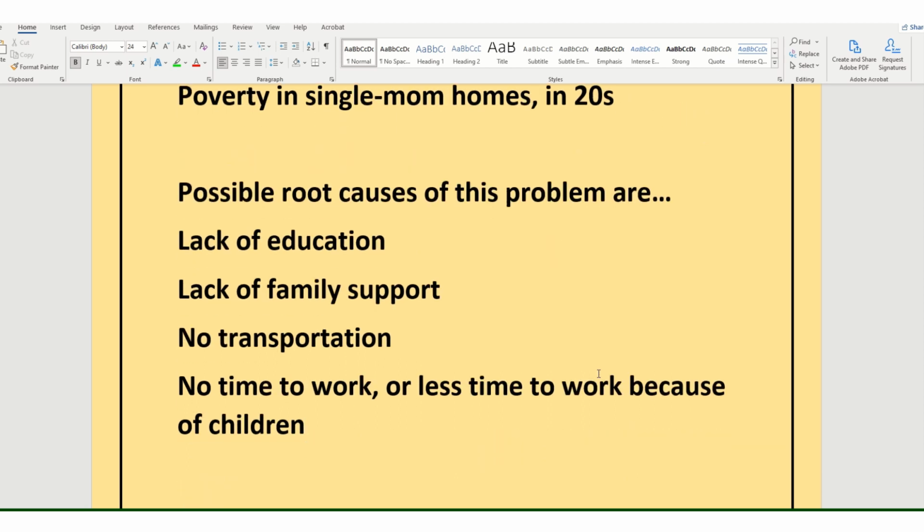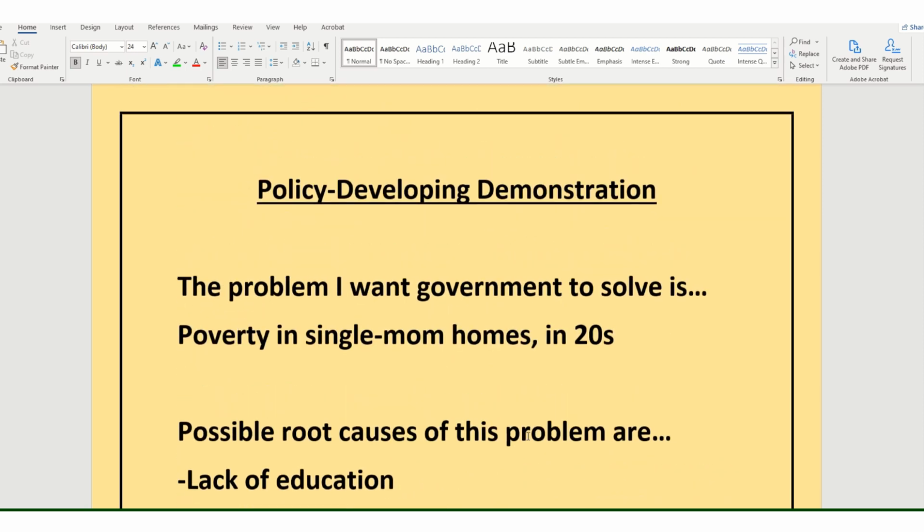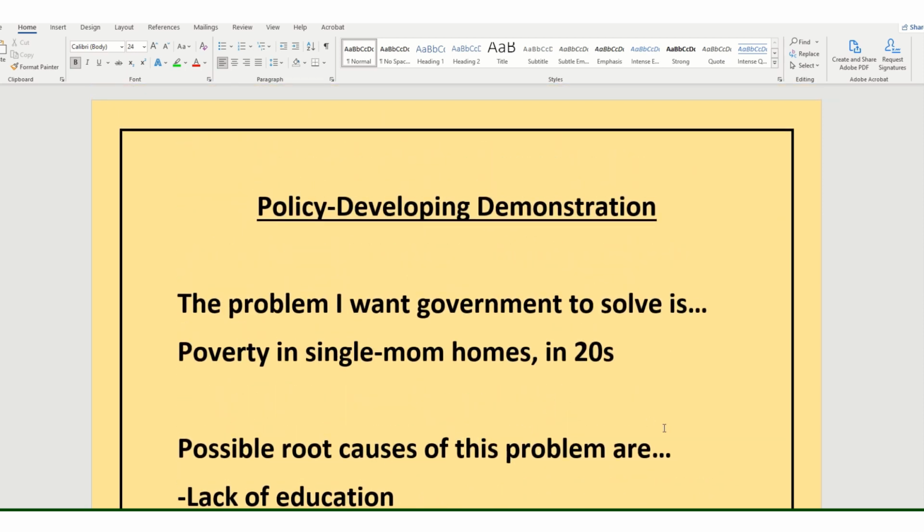Okay, let me scroll this up a little bit, right? So notice what I'm looking at here. I'm not targeting anything as a root cause of poverty in single mom homes when the mom is in the 20s that has anything to do with government. Now, the reason why I'm doing that, because for purposes of our exercise, I don't want you to focus on government as the cause of a problem. Listen, I've studied government for years, since the 1980s. I know government can cause a lot of problems, but for purposes of this exercise, I don't want you to focus on government. That's too easy.